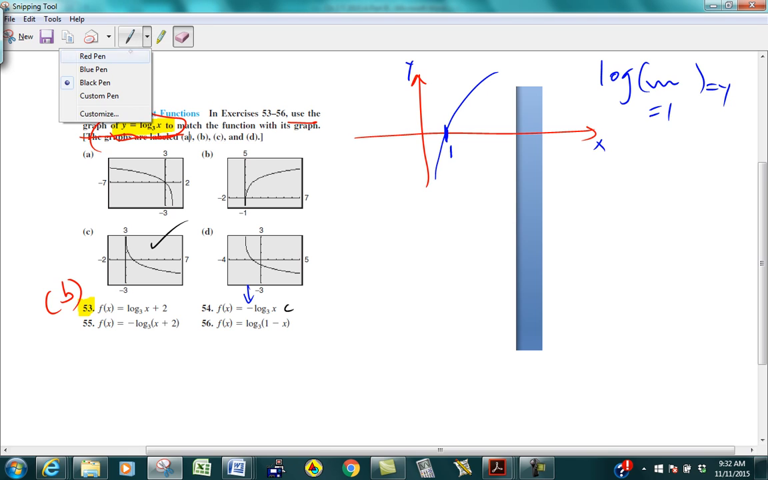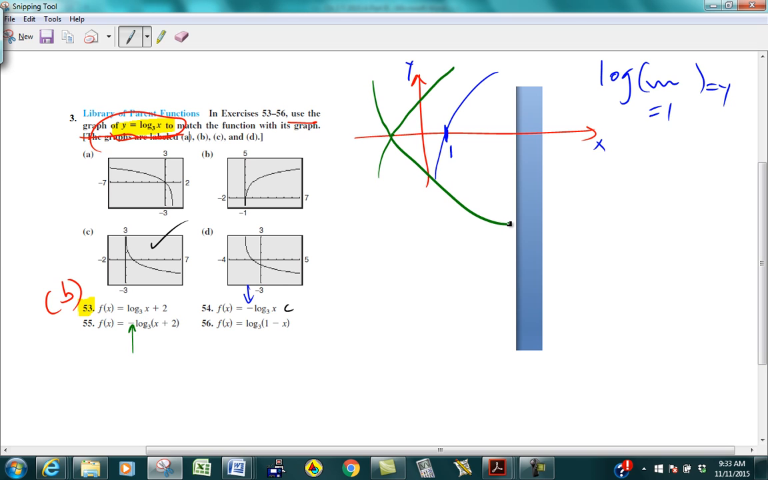And then let's move on to 55, negative log 3x plus 2. So what you need to do is worry about the x plus 2 first. The x plus 2 makes the graph move left 2 units. So 1, 2. It makes it move like that. And then the minus sign in front makes it flip. So it goes like that. So which graph is that going to be like? Clearly this one here. So that's B, C. This was a C. This is a D, and therefore this leaves you with an A.